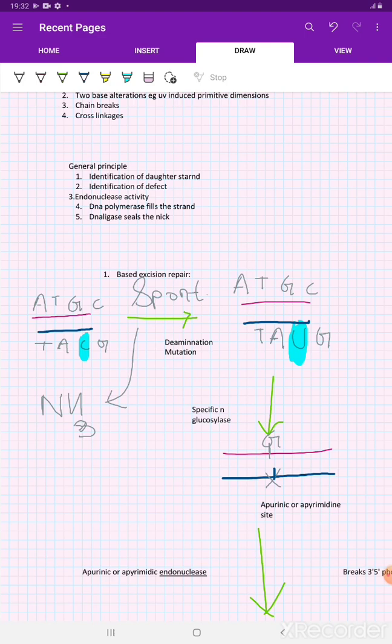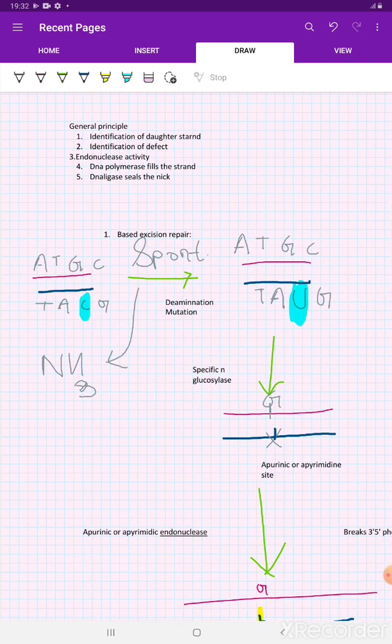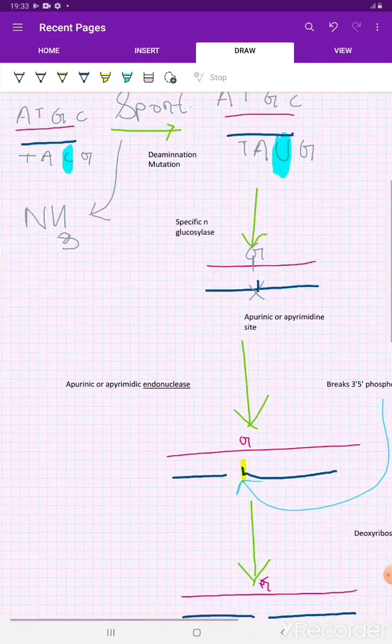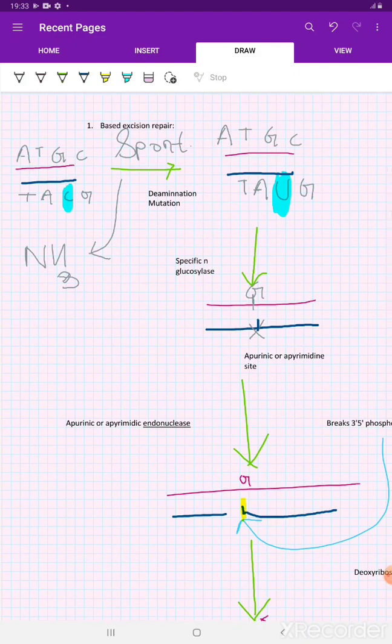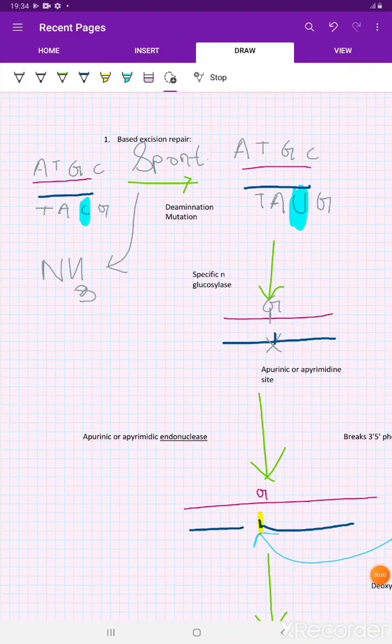So first we have to identify the daughter strand in that DNA, then we have to identify the portion which is defective, then we have to cut that defective area with the help of endonucleases. We have to seal that area after polymerizing by DNA polymerase. We have to seal that nick by DNA ligase. So as I have already mentioned, there are different methods of DNA repair. Base excision repair is the first method we are going to discuss.